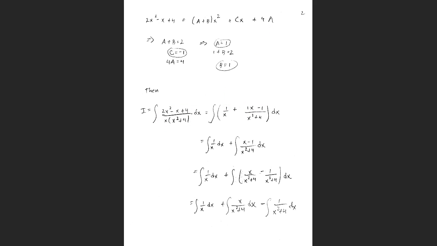Yeah. So 1 is equal to a. B equals 1. And c equals negative 1. And now you have your partial fraction expansion. And of course, we are taking the integral of the sum of two fractions. That's the sum of two integrals.